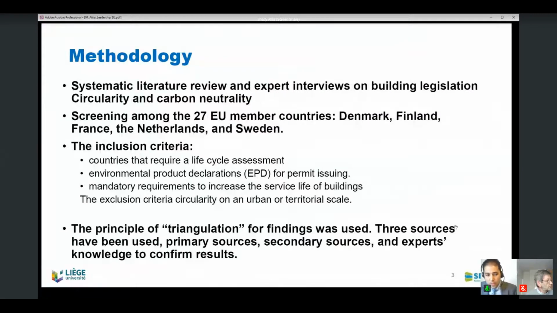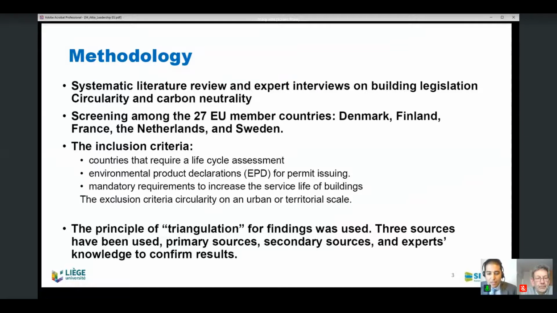The research methodology focused on a systematic review of existing regulations, and we screened 27 member states with a focus on Denmark, Finland, France, Netherlands, and Sweden as a result of our screening phase, because it popped out directly after the screening that those countries have already in place regulations that are requiring life cycle assessment, environmental code of declarations.